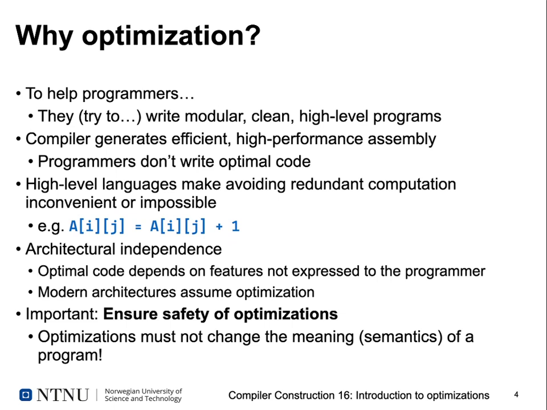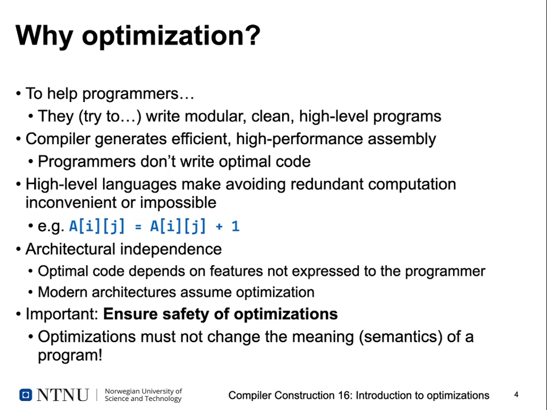We also want architectural independence. So optimal code depends on features that are not expressed to the programmer by the programming language because it's on a different level of abstraction. But on the other hand, modern computer architectures actually assume there's an optimizing compiler helping the processor to be as efficient as possible. So, for example, there was an architecture called Itanium by Intel, which assumed that most of the performance problems showing up with early compiled code would be solved by a number of years of compiler optimization. This didn't really work out, so the Itanium was discontinued last year, and we are still stuck with old x86 machines.